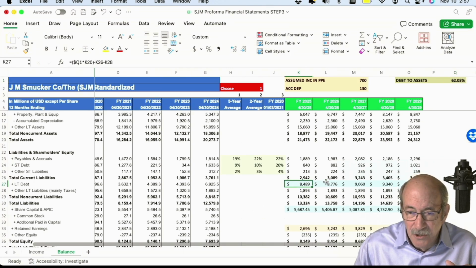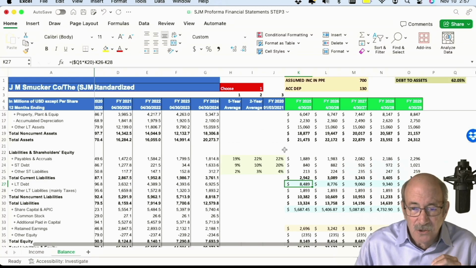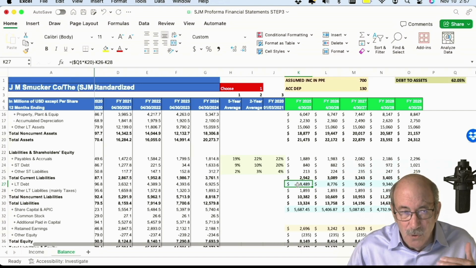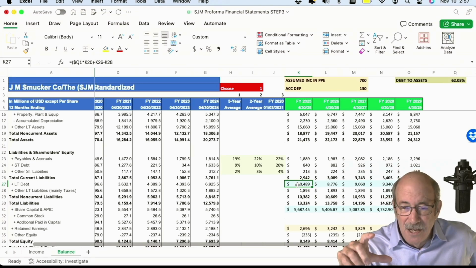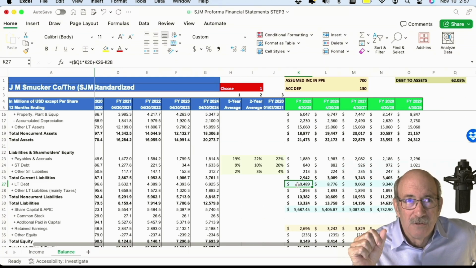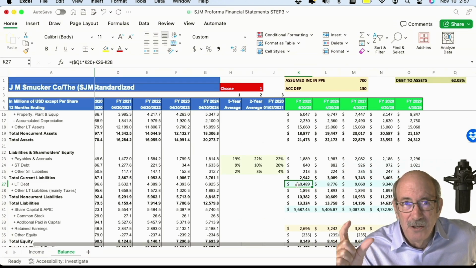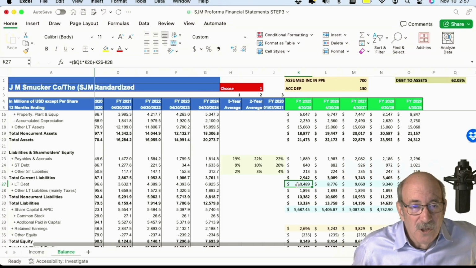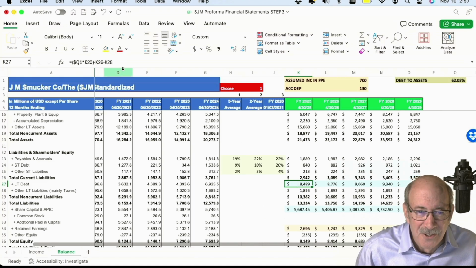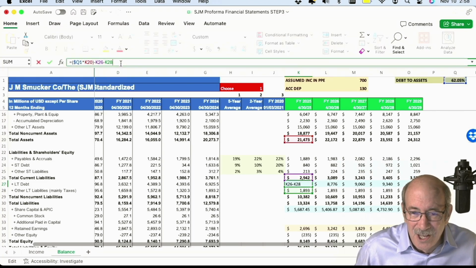So when I come down here to calculate my long-term debt, my goal is to make the amount of long-term debt equal to the difference between 62.05% of assets and all of the other liability accounts. In other words, it's going to make total liabilities equal exactly 62.05% of assets. So here's the formula that does that.